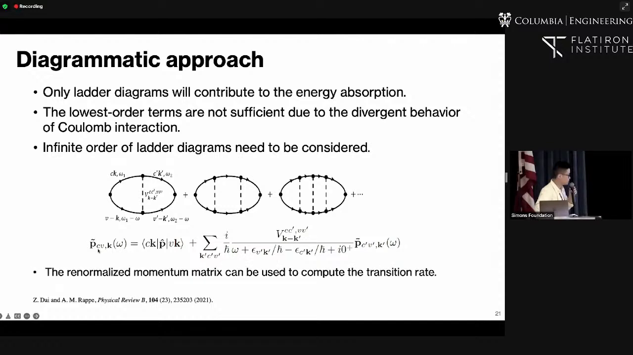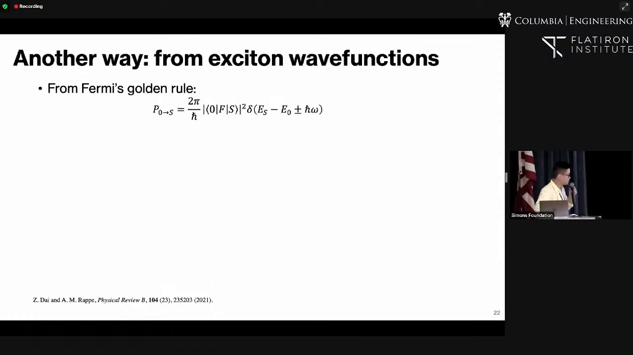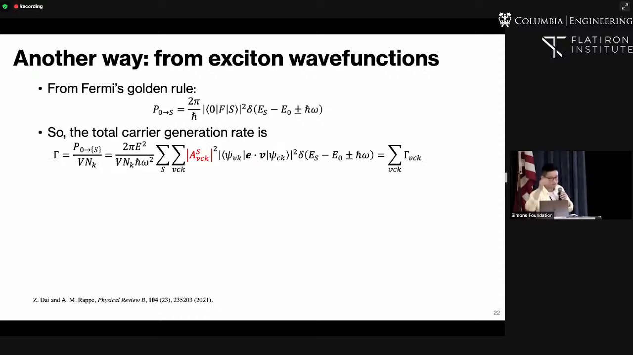Okay, and there's another method which may be more natural for many in the audience. Because we know the electron-hole interaction will give you the exciton state, once we know the exciton state, we should be able to compute the transition rate from Fermi's golden rule. And if we divide the transition rate by the total volume of the system, we should be able to get a carrier generation rate that we need to use in the ballistic current expression.